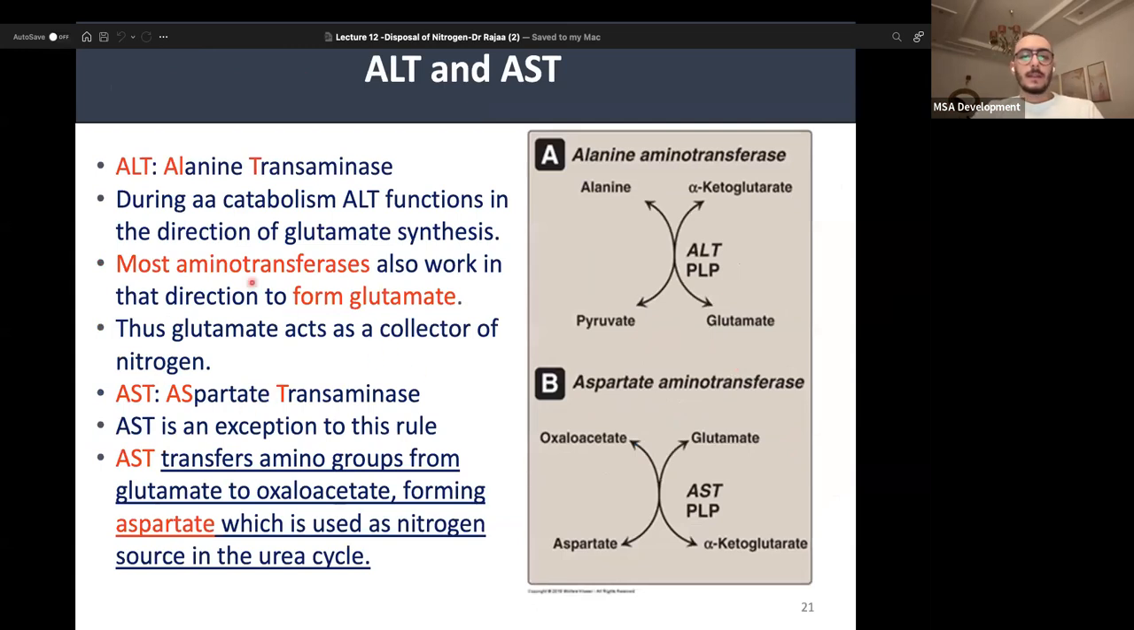This slide and the next slide will be talking about ALT and AST. I explained everything about them, but no harm in going over them quickly. He's here telling you that ALT stands for alanine transaminase.